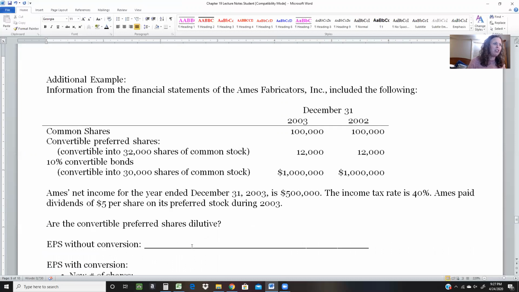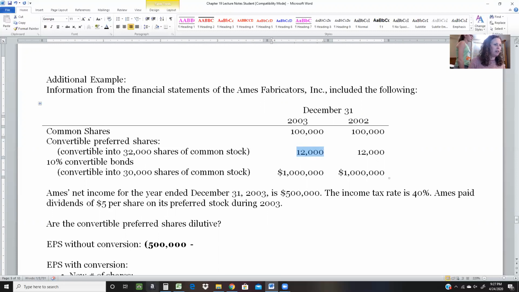So the first thing I need to do is find out what basic earnings per share is, because that's my basis to determine if the stock is dilutive or the bonds are dilutive. And I have to consider each of them independently. And then if both of them are dilutive, then we have to combine it. So basic earnings per share is net income, 500,000, minus preferred dividends, $5 per share on our preferred stock. There's 12,000 shares of preferred stock.